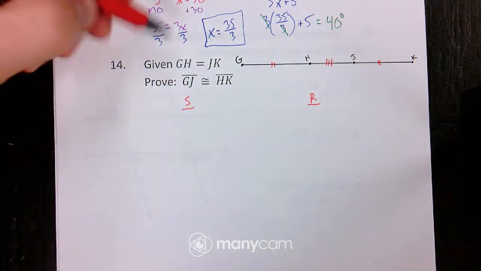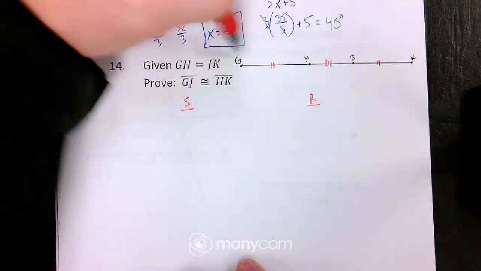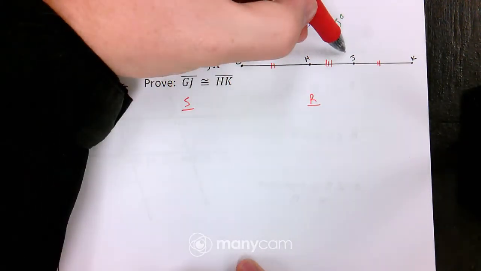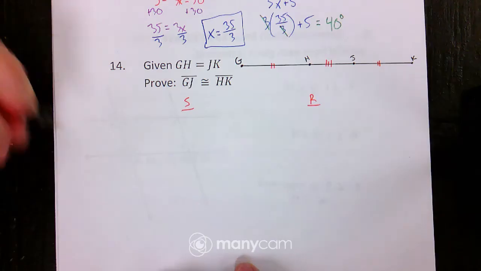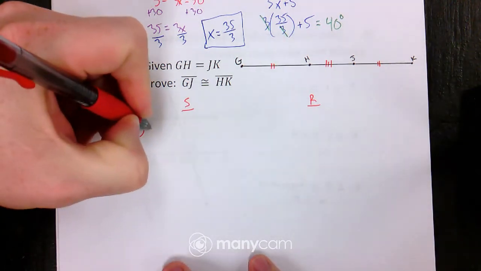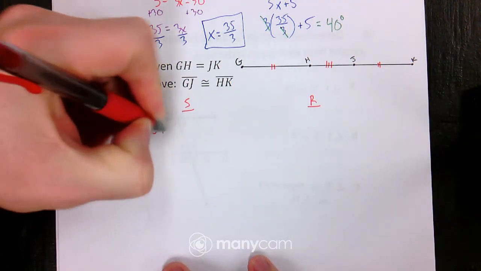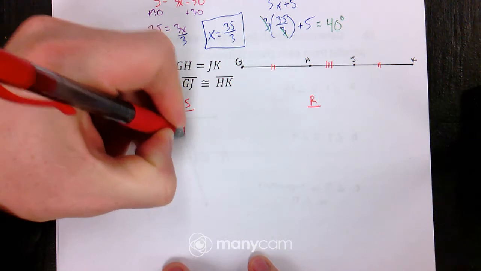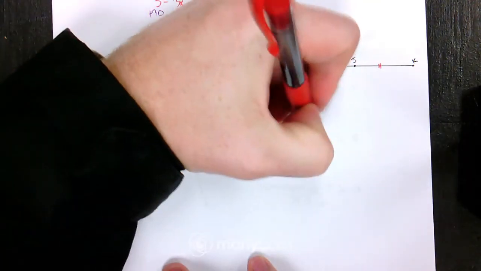Alright, so it wants me to prove that this right here, this long piece, is congruent to this other long piece. So I would write number 1, given, which is GH equals JK, and that is my given.